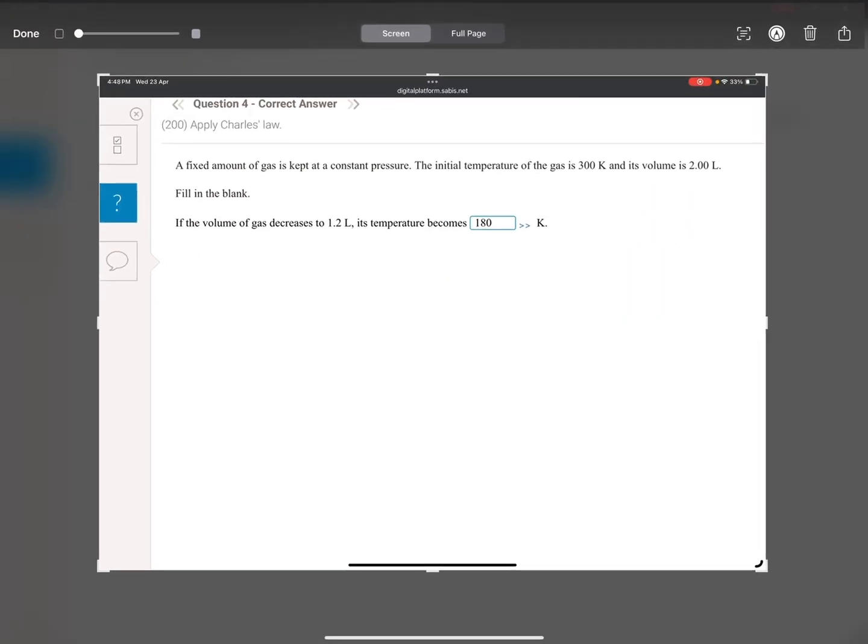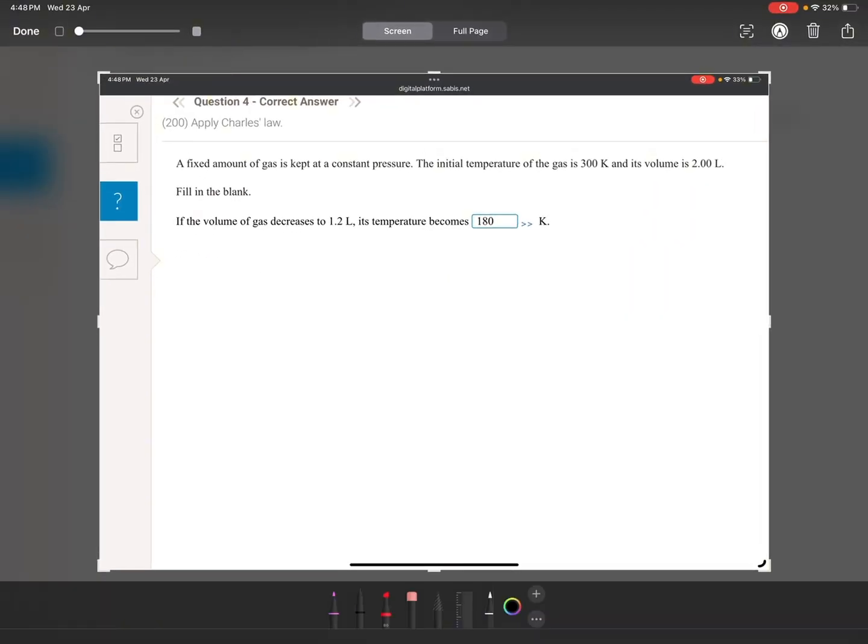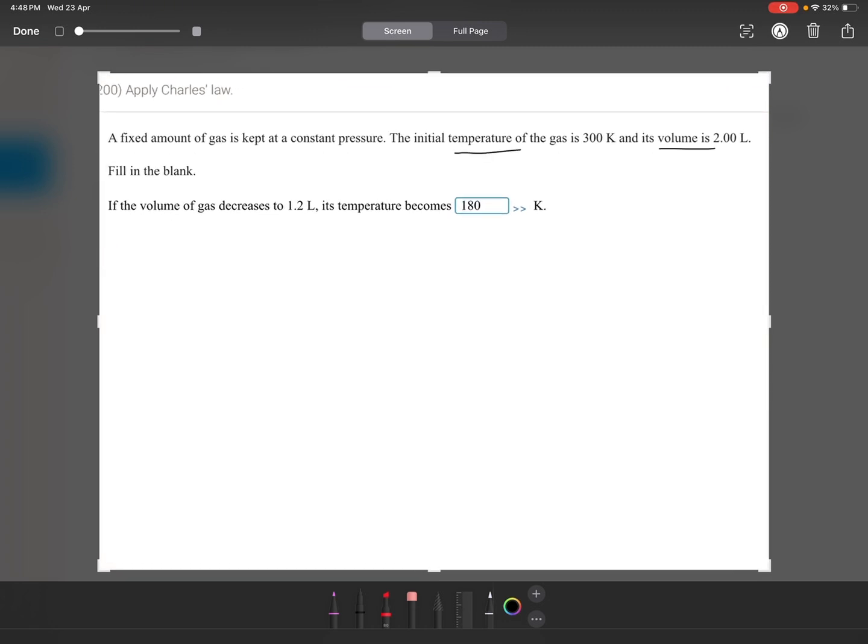So here, a fixed amount of gas is kept at a constant pressure. The initial temperature of the gas is blah blah blah. Again, you have to memorize it. They give you volume and temperature, so just do V1 over T1 equals V2 over T2. So volume 1 is 2. Temperature 1 is 300 equals volume 2, which is 1.2, over temperature 2, which we're trying to find. Cross multiply, 1.2 times 300 divided by 2. You get 180.